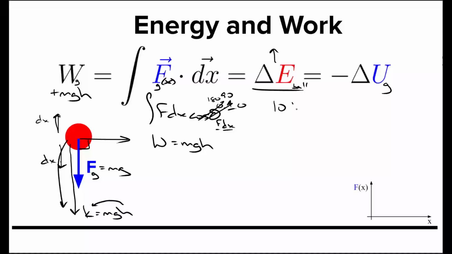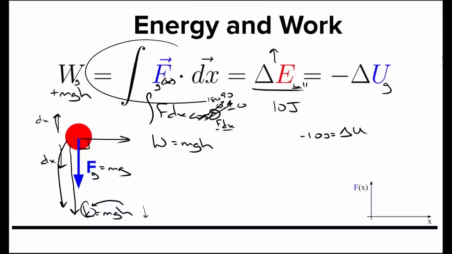If the ball gained 10 joules, joules is the unit of energy, by falling downward, well then the change in potential energy, I move this negative over, would be negative 10 joules, because if a ball moves down, it gains kinetic energy. It only does that because it loses potential energy.